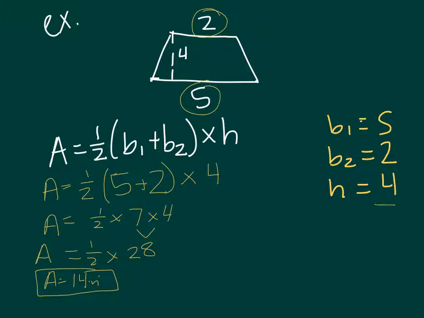And then it would be inches squared, if these were inches. I didn't specify, sorry, I just made this problem up. So, that is as simple as it is. Just a quick review: take your base 1, your base 2, add them together, times it by your height, times it by 1/2, or divide it by 2.